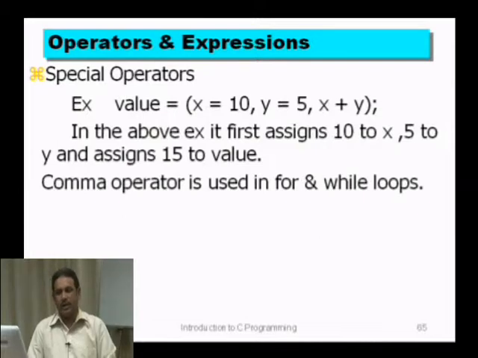Then, for example, here you can see value is a variable: x is equal to 10, y is equal to 5, x plus y. In the above example, you assign the value of x as 10, that is, you assign 10 to x, the first expression. Next, y is equal to 5, we are assigning y, and the third value is 15, x plus y. So there are 3 expressions here: we assign 10 to x, 5 to y, and then perform the sum x plus y.